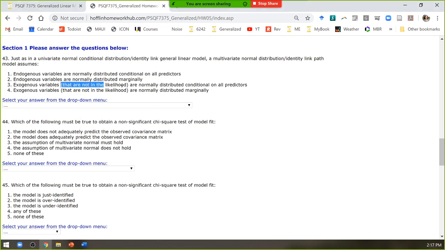So anything that is not in the likelihood does not have a distributional assumption. I can just tell you that.